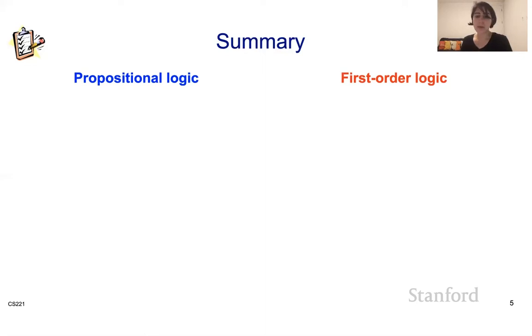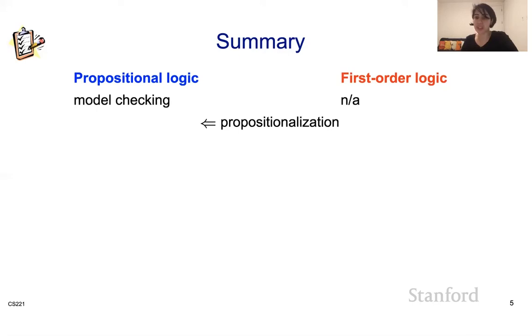So comparing propositional logic with first order logic, in propositional logic, we have this option of doing model checking when we think about our models and the semantics of our models. In first order logic, we don't really have an analog of that, but we have this other thing called propositionalization. So for a subset of first order logic formulas, we can do propositionalization, and that takes us back to propositional logic land, and we can use the same tools that are there.